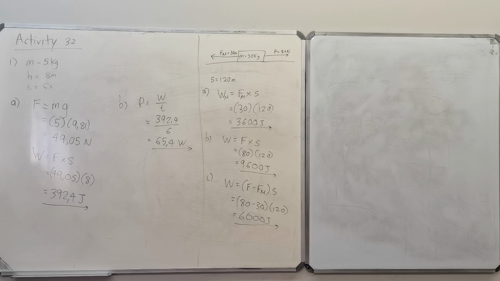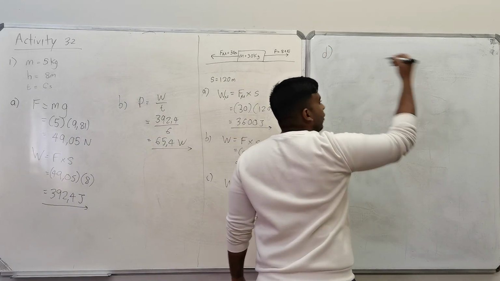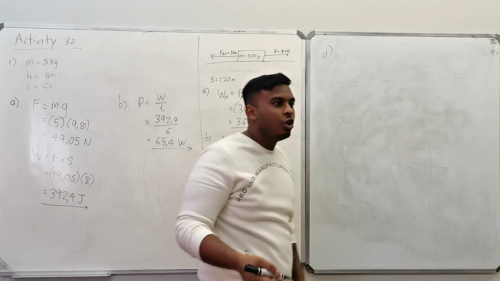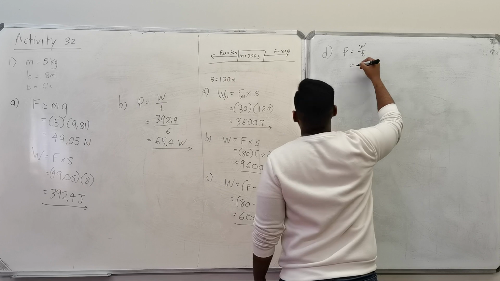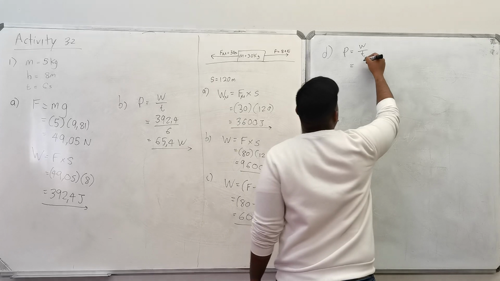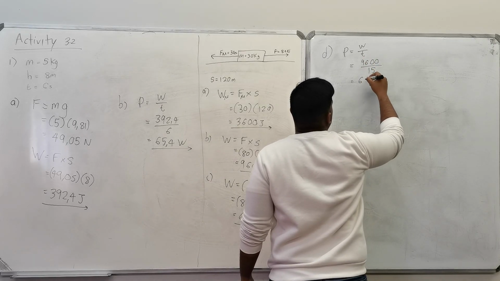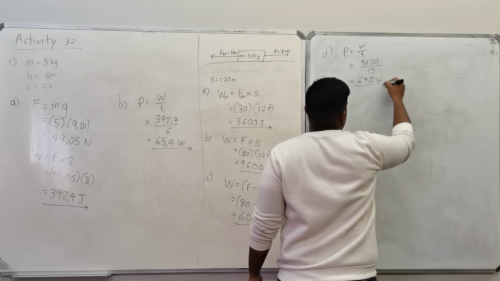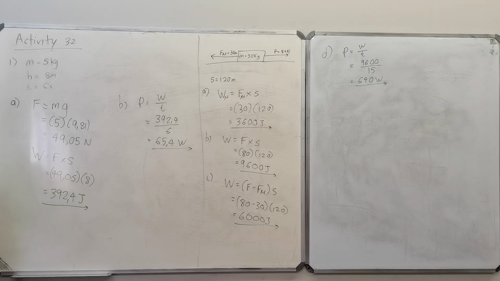Okay, last one is the total power when the force is applied for 15 seconds. Total power, right? So, for total power, which work would you be using? Your total work, right? So, power is equal to work done all over time. So, which work would you use here? Which number? 9,600. So this is 9,600 all over 15, which is 640 watts. And that's it.